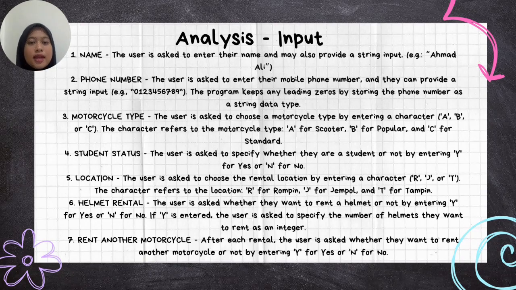Next is helmet rental. The user is asked whether they want to rent a helmet by entering Y for yes or N for no. If Y is entered, the user is asked to specify the number of helmets they want to rent as an integer. Next is the input to rent another motorcycle. After each rental, the user is asked whether they want to rent another motorcycle by entering Y for yes or N for no.